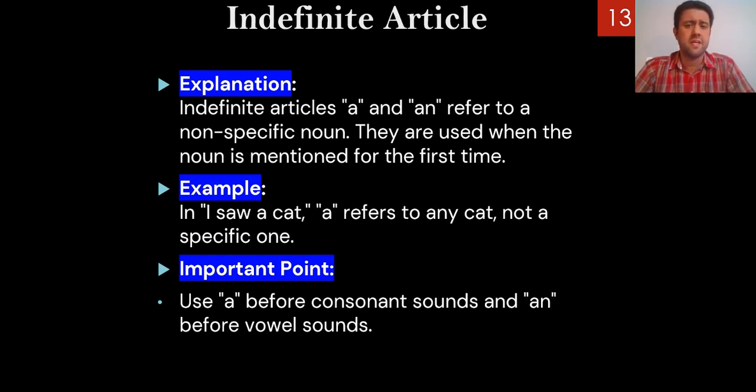The next one is indefinite articles. Indefinite articles a and an refer to a non-specific noun. They are used when the noun is mentioned for the first time. As an example, I saw a cat. A refers to any cat, not a specific one. Use a before consonant sounds and an before vowel sounds. The examples for consonant sounds can be B, C, D, and so on, and the examples for vowel sounds can be A, O, E, and so on.